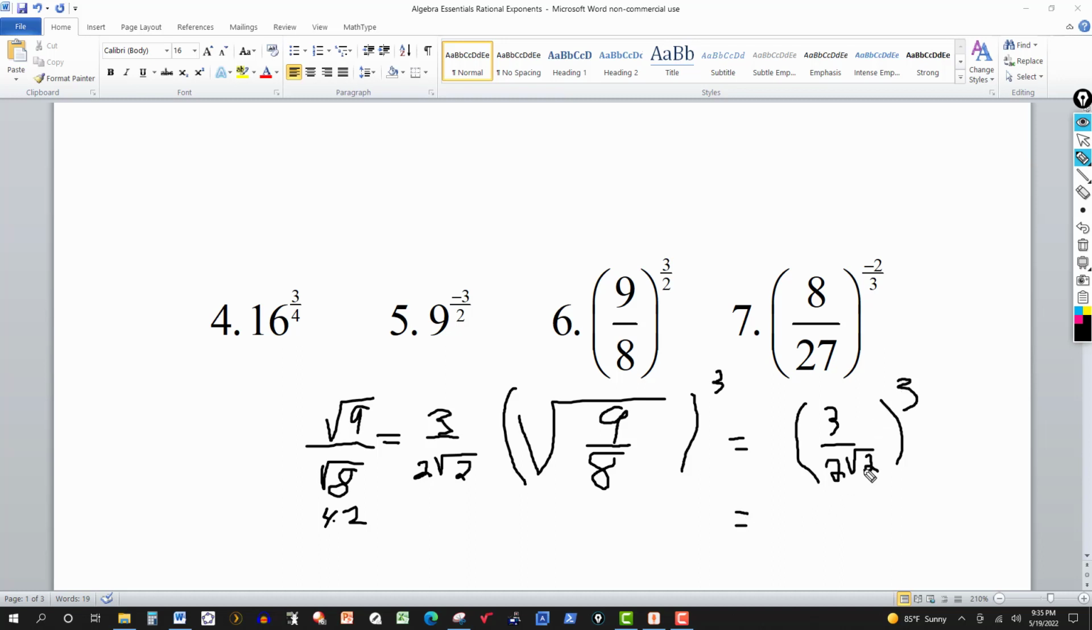So let's rationalize this first. Multiplying by the square root of 2, this would give me 3 times the square root of 2 on top. Then the square root of 2 in the bottom gives me the square root of 4, which is 2, and then 2 times 2, this will be 4 actually. Multiplying by the square root of 2 on top, I get the square root of 2 times the square root of 2. The square root of 4 is 2, and then times 2 is 4, and then this is cubed.